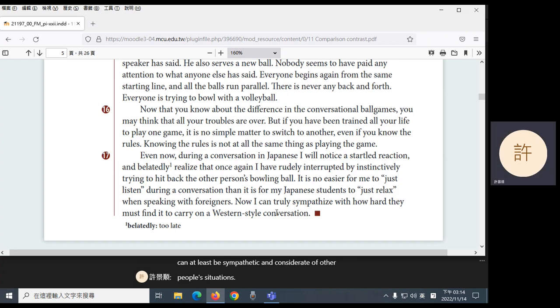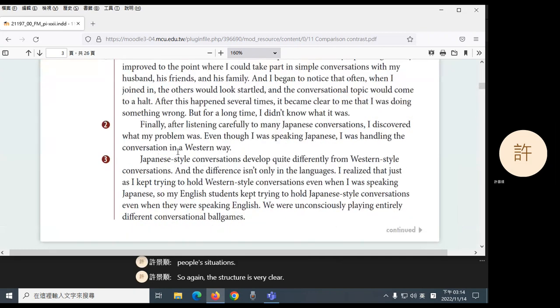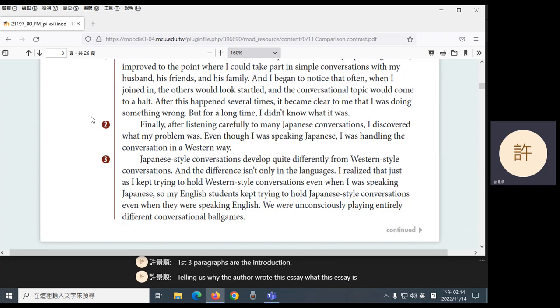So again, the structure is very clear. First three paragraphs are the introduction, telling us why the author wrote this essay, what this essay is going to talk about, and how the essay will talk about the topic.